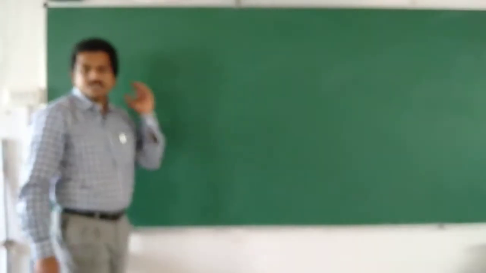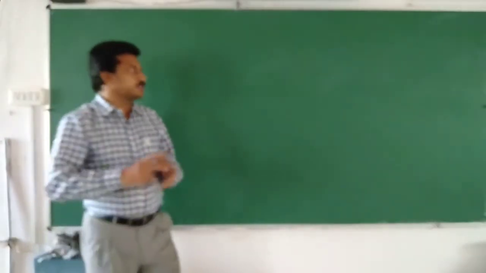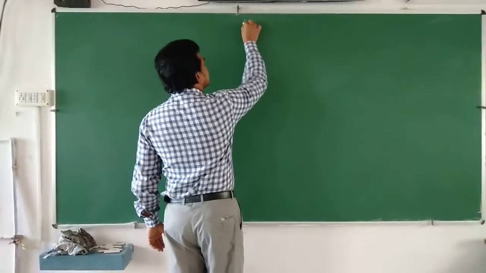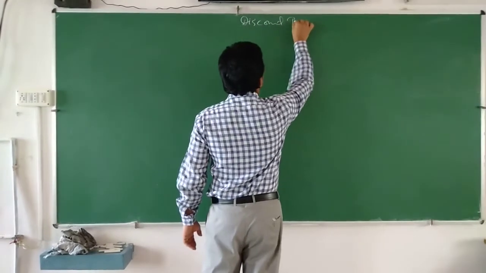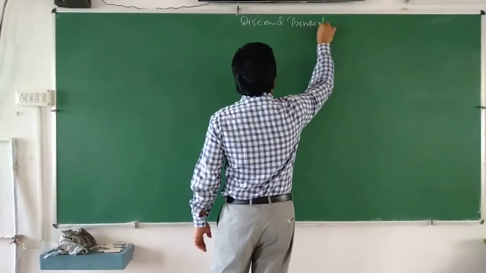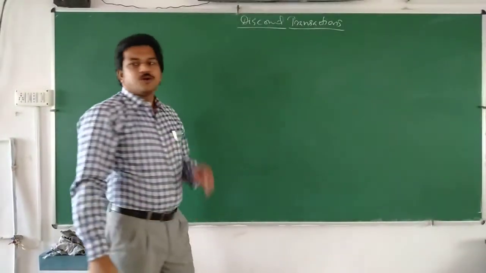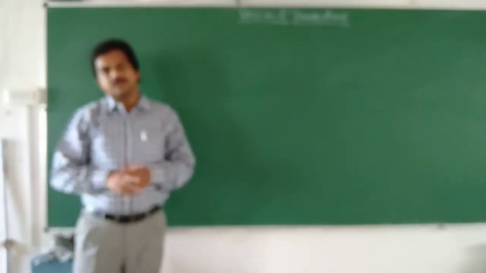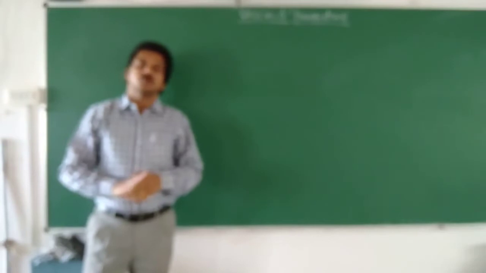Now we are going to discuss the next topic, that is discount transactions. Discount transactions are examples of compound journal entries. So let us see how we can enter the discount transactions.